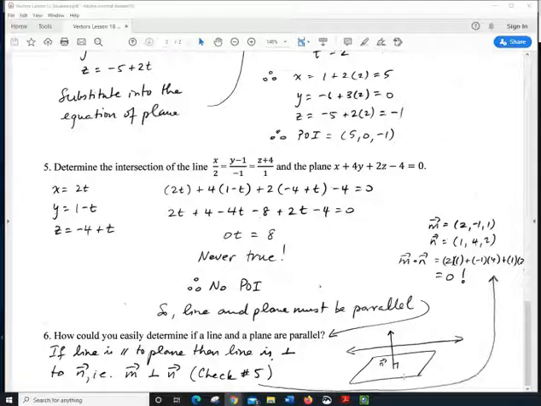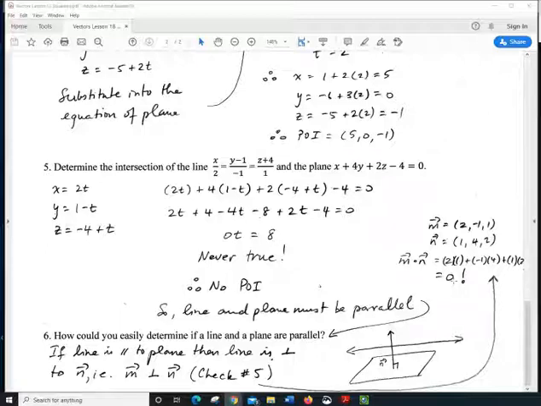So if you take the dot product of the normal vector and the direction vector of the line, those should be perpendicular to each other. The dot product should be zero. And when we test it out on this one here, we see that, yeah, there you go. The dot product was zero. So we know that the line and the plane are parallel.